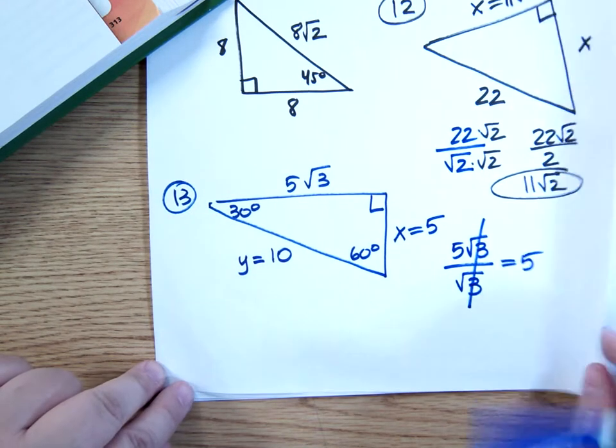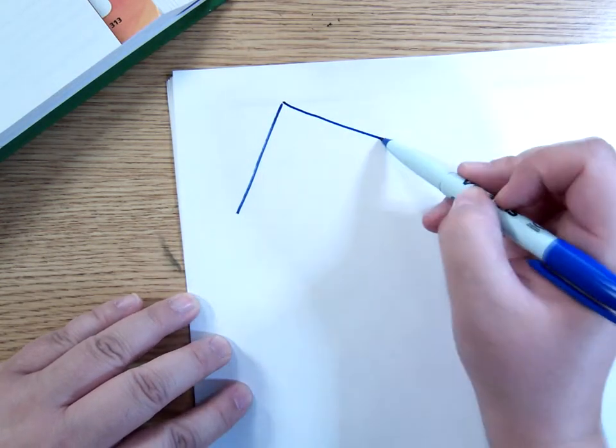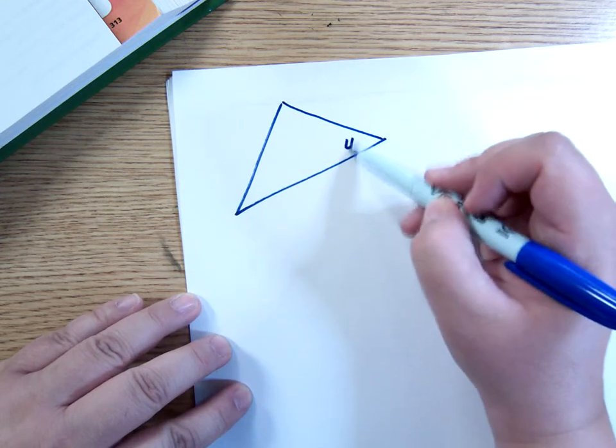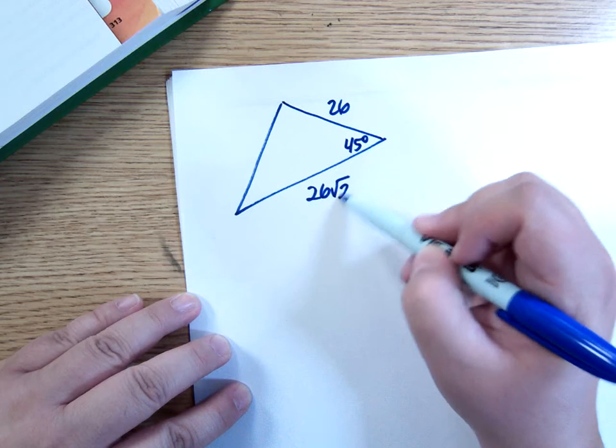Number 14, this is a 45, 45, 90. I'm given a leg. If you're given the leg of a 45, 45, 90, you always multiply by square root of 2 to get the hypotenuse. Remember, the other leg would just be the same.